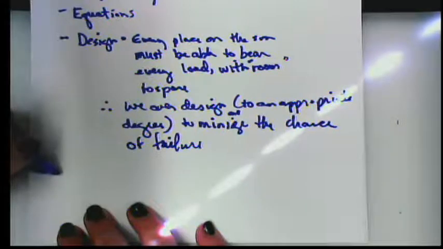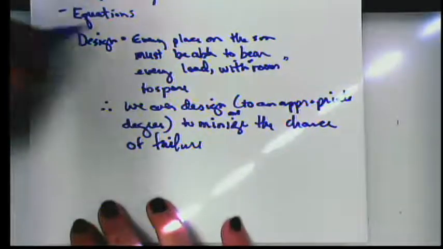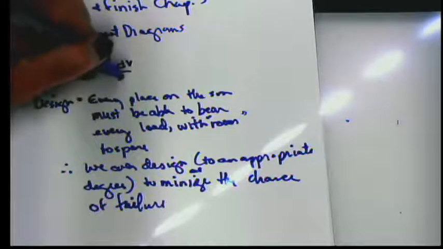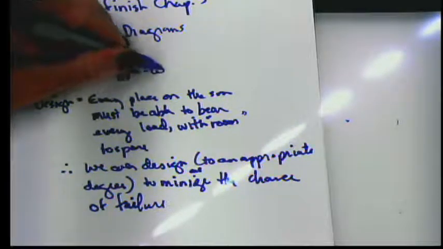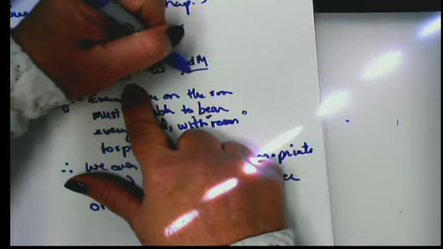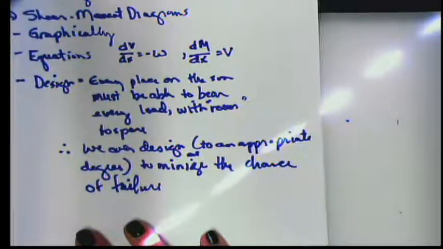For example, we talked about the shear moment diagrams graphically. And then we talked about shear moment diagrams constructed with equations. And basically, the equations just amount to this. dV/dx is equal to negative w for a distributed load. And dM/dx is equal to V. And those are both separable. They can be written as separable differential equations.